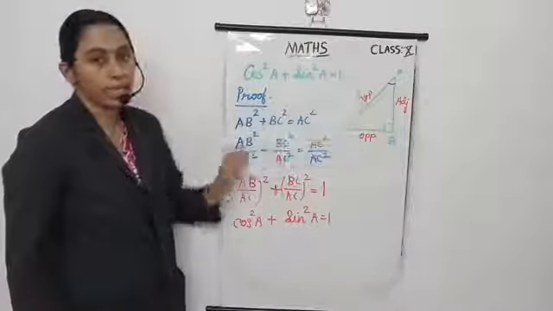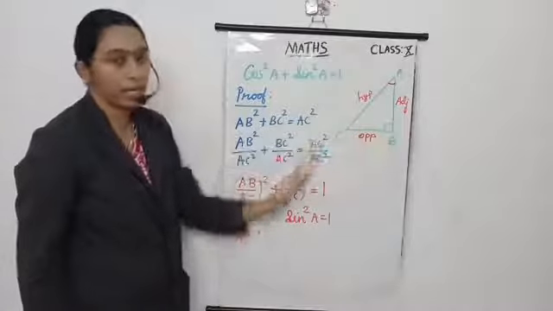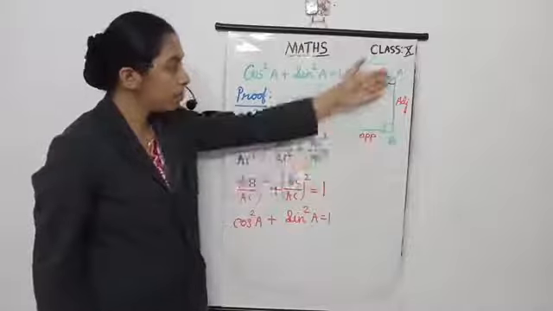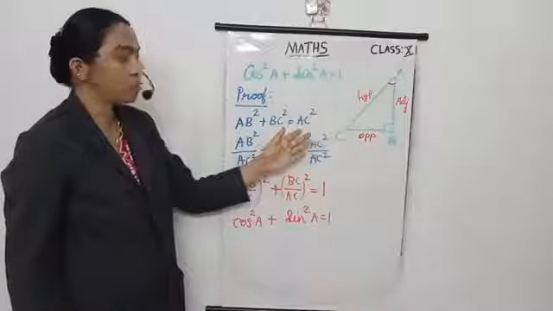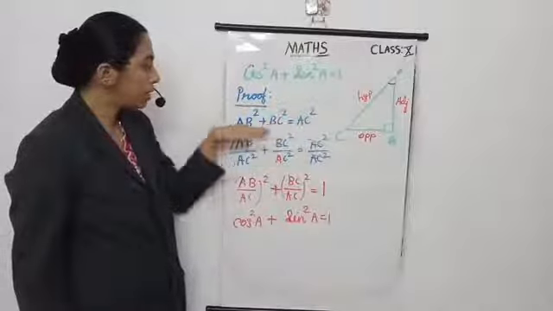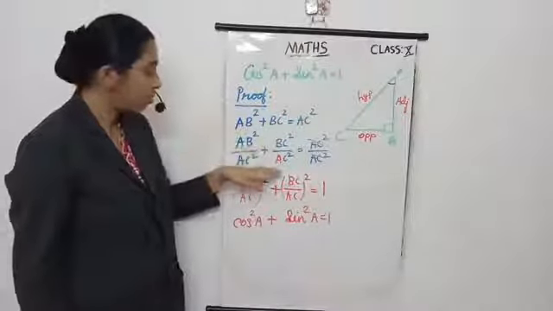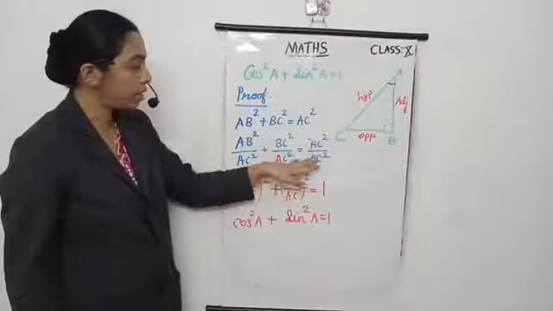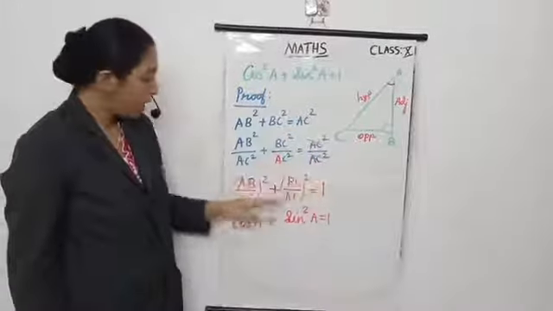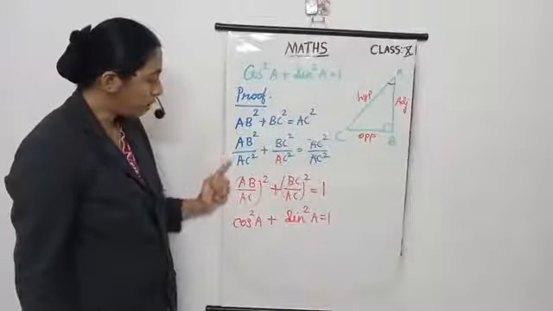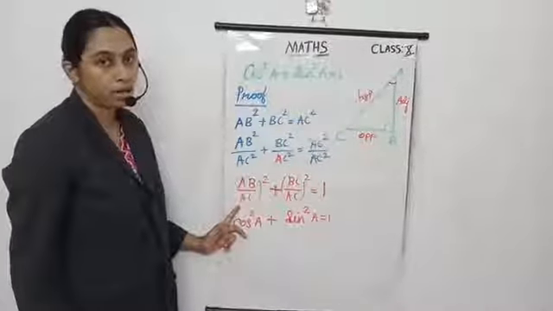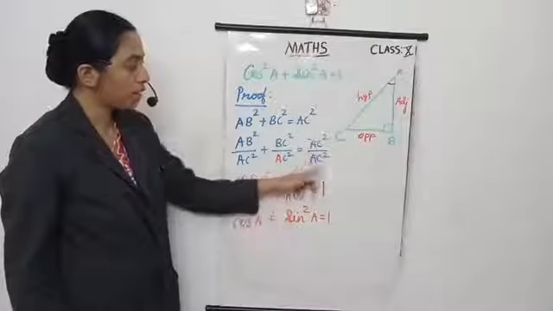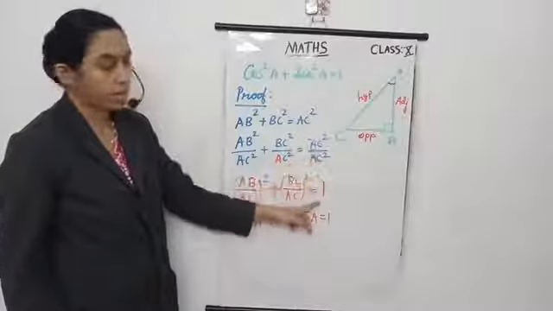First consider a right triangle, angle B 90 degrees, and we know the Pythagoras theorem. According to the Pythagoras theorem, AB square plus BC square equal to AC square. Now divide all terms by AC square. So AB square by AC square plus BC square by AC square equal to AC square by AC square. Now we can write AB square by AC square like (AB by AC) all square. In the same way this also is (BC by AC) all square, and we can cancel AC square by AC square to get 1.